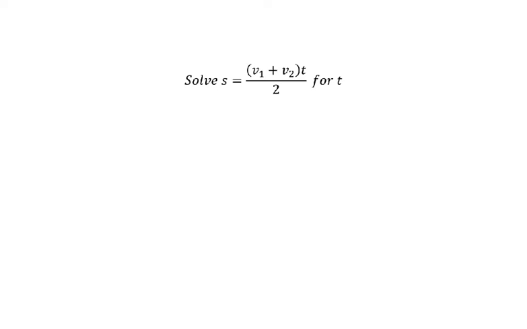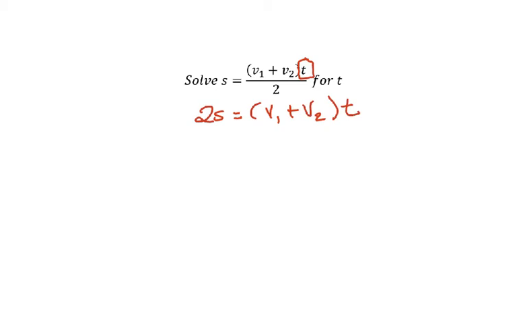We're solving this formula, S equals the quantity V1 plus V2 times T over 2. We're solving it for T. So that's the one that we want to get all alone, all by itself. First thing I want to do is clear the denominator. So I'm going to multiply both sides by 2, and I will get 2S equals V1 plus V2 times T.